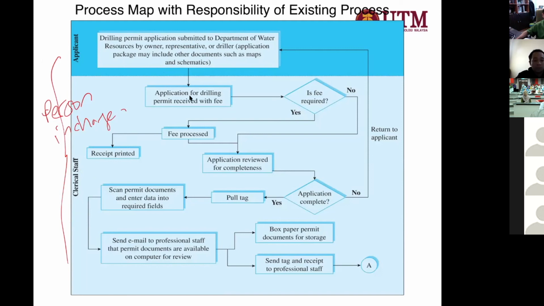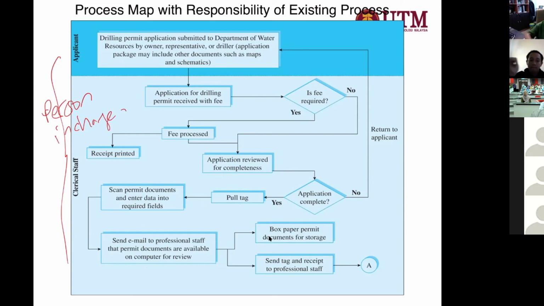Check the permit. If it requires a fee, process the fee. If not, review the form, the application, for completeness. If yes, they give the scan data and give a tag. Maybe in the company they use that. Scan the permit document and email it to the professional staff. Maybe they have appointed professional staff. And then the document they have scanned, they keep in storage for record purposes. So documentation and filing are also in the process.